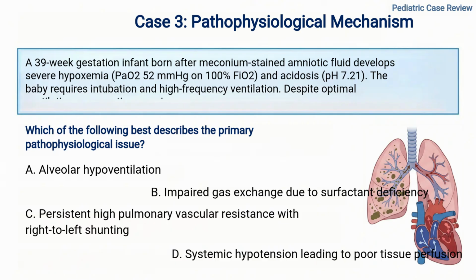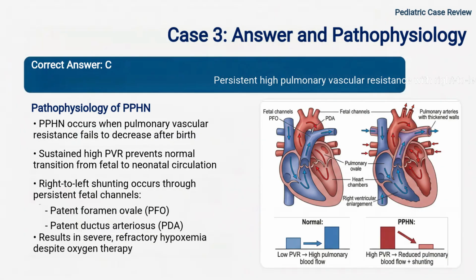Which of the following best describes the primary pathophysiological issue? Option A, alveolar hypoventilation. Option B, impaired gas exchange due to surfactant deficiency. Option C, persistent high pulmonary vascular resistance with right-to-left shunting. Option D, systemic hypotension leading to poor tissue perfusion. The correct answer is option C, persistent high pulmonary vascular resistance with right-to-left shunting.